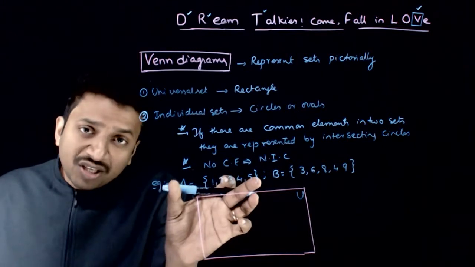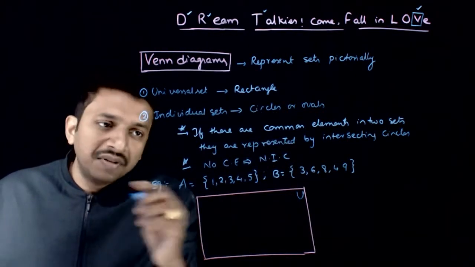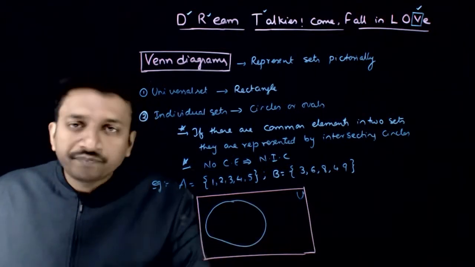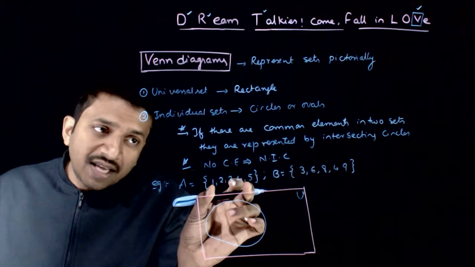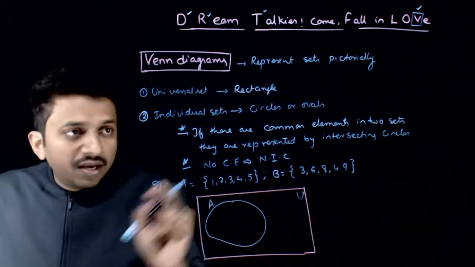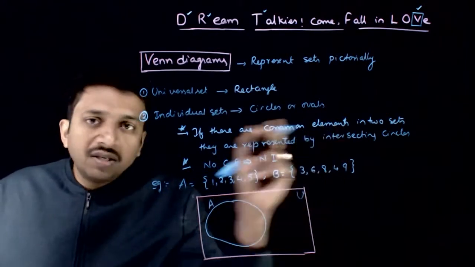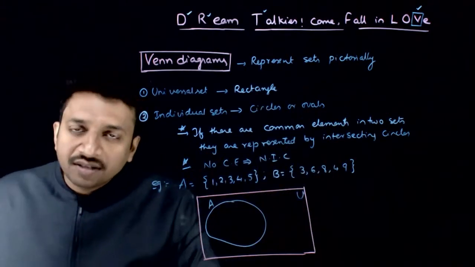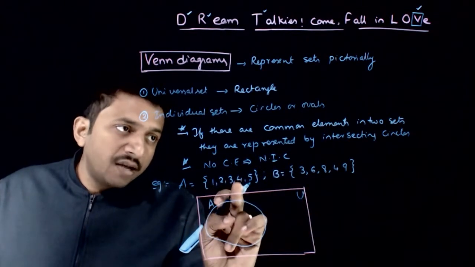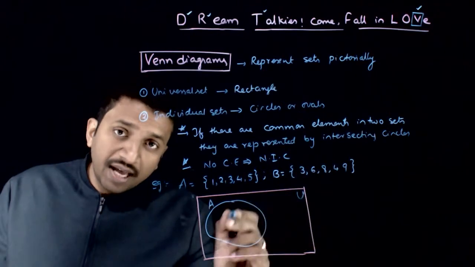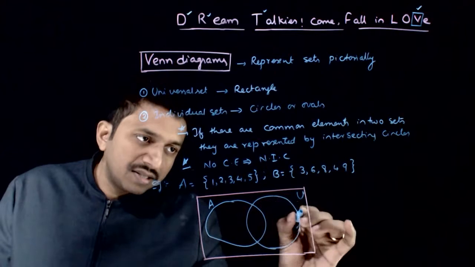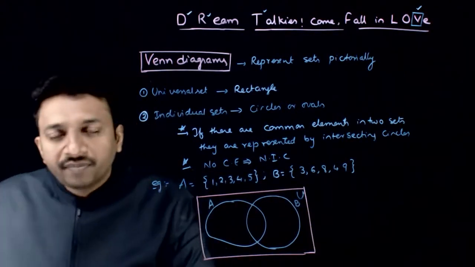Now, individual sets are represented by circles or ovals. So I'll represent A by a circle. That means these elements 1, 2, 3, 4, 5 are present in this circle. Now, if there are any common elements in two sets, they are represented by intersecting circles. So let us see whether there are any common elements or not. 3 and 4 are common, if you see. So I'll represent them using intersecting circles. So this is my set B.